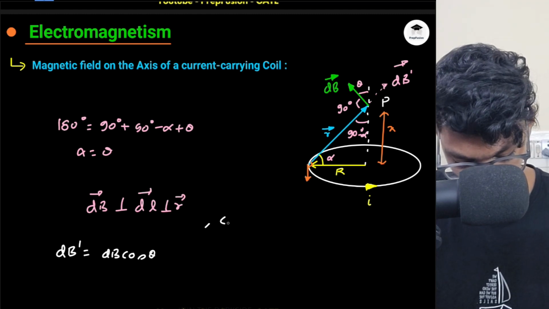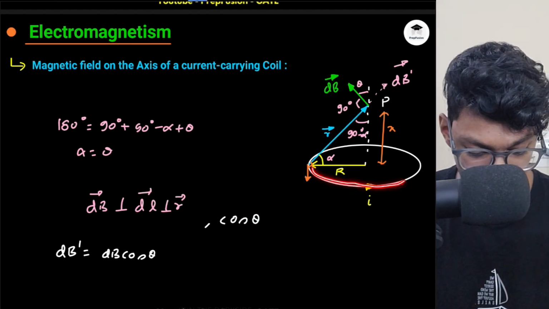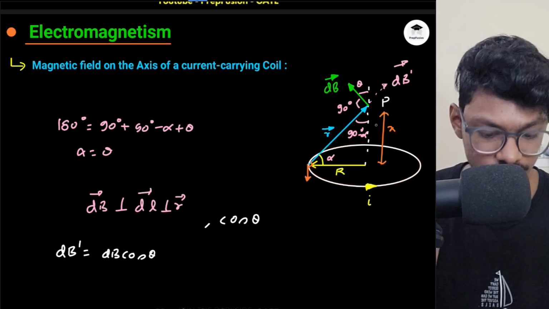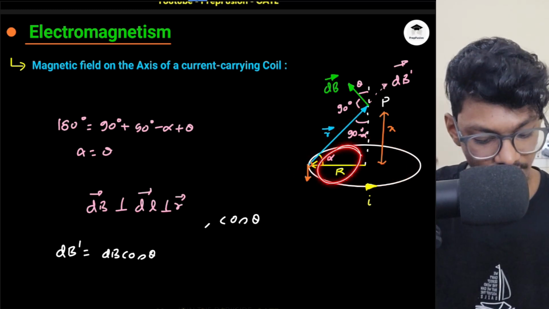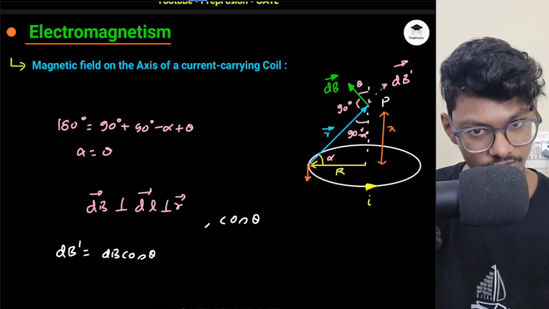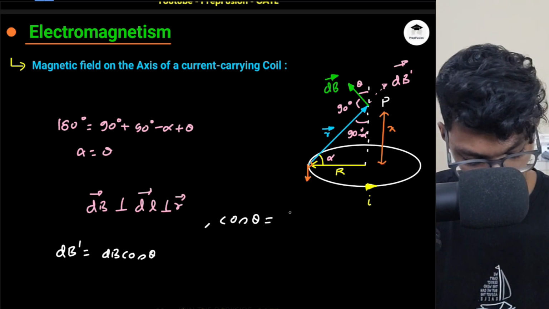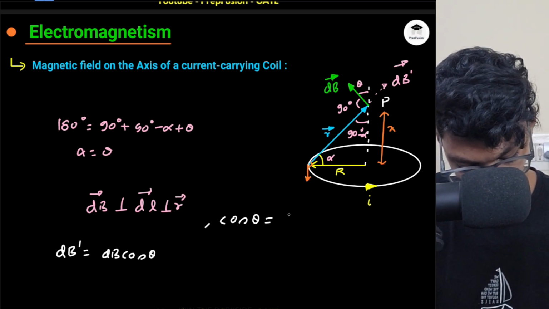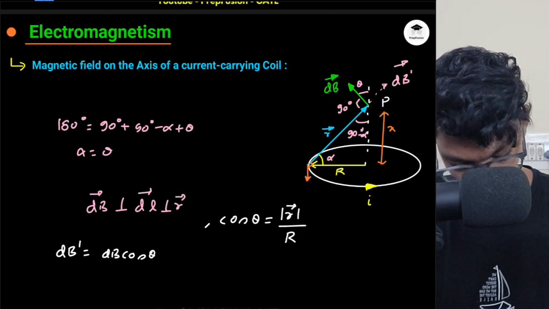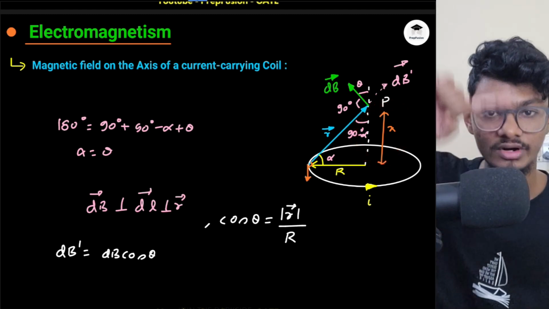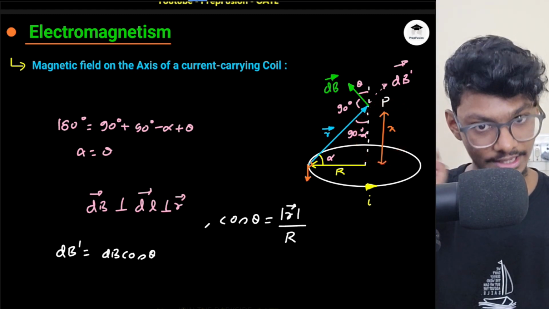So what is cos theta here? Small r is the small distance, right? And its magnitude will always be constant. Small r won't change. This capital R is also not varying. What is varying? Okay, I will show you what is varying. So cos theta is simply small r by capital R. What is varying? This x is varying, if I move up along the axis, because I want to find the magnetic field along the axis, so I will write this in terms of x.